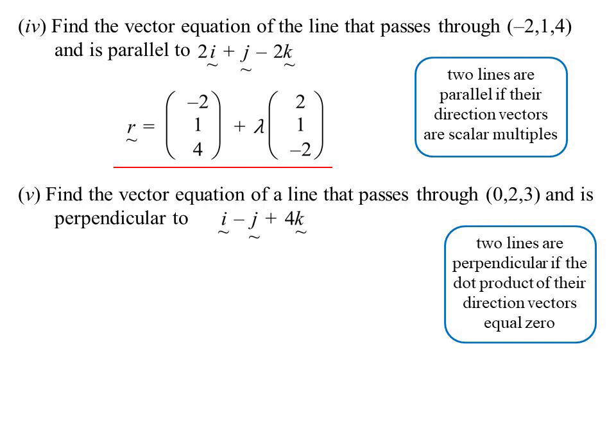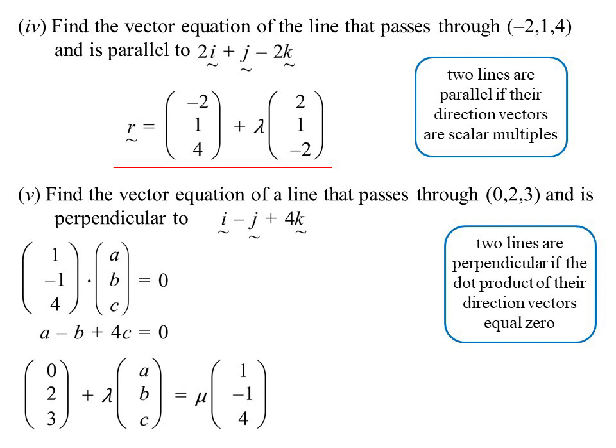And we know two lines are perpendicular if the dot product of their direction vectors is equal to 0. That's how we'll find the direction vector. The direction vector of the line I'm looking for, I've just called ABC. I know the direction vector of the line they've given me is 1, negative 1, 4. So here we go. I know that A minus B plus 4C is equal to 0. So 0, 2, 3 is on the line. It's equal to lambda times ABC. But it will be equal to some multiple of 1, minus 1, 4.